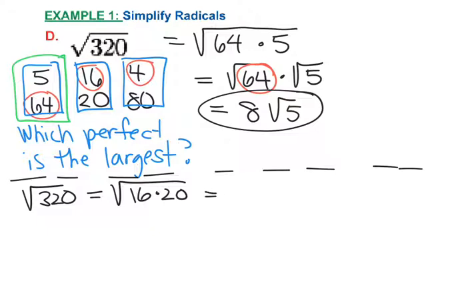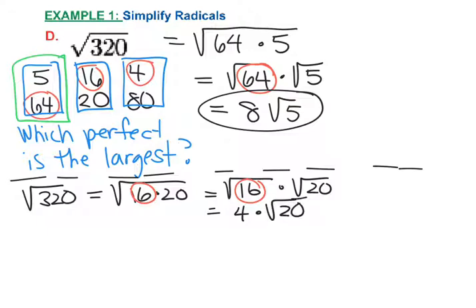I can use that. 16 is my perfect square. So 16, because that's a perfect square, becomes 4 times the square root of 20. Now, I'm not finished because 20 has factors that are perfect squares. What are my factors of 20? 1 and 20, 2 and 10, 4 and 5. 4 is a perfect square. So I can simplify this even more.